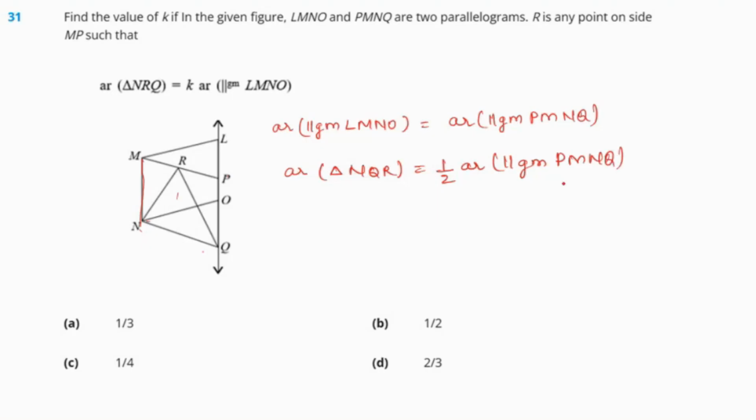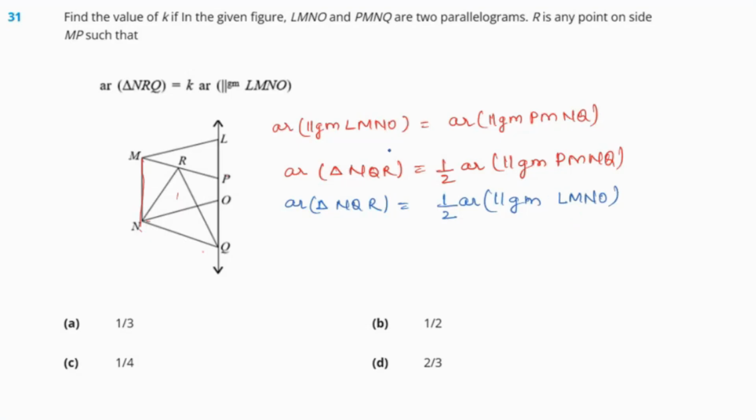Okay, so now using this relationship from both the points, we can say that the area of parallelogram PMNQ, we can replace with the area of triangle NQR. Area of triangle NQR we can take as half of the area of parallelogram LMNO. We can also write it like this, correct?